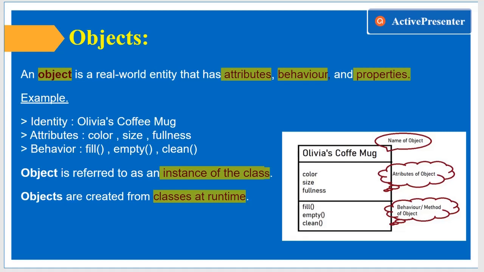So an object is referred to as an instance of the class. We will learn very soon about the class also. Objects are created from classes at runtime. So what is a class? Are you excited to know about class? Yes, let's see.